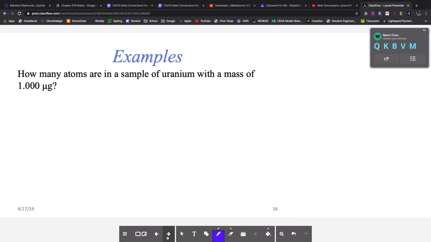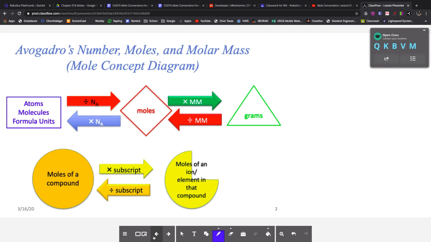Next question. We're looking for atoms of uranium, and they give us a mass. And they give us a mass, if you remember what this is, micrograms. Okay, so if we go back to our graphic, we can change grams to moles, right?